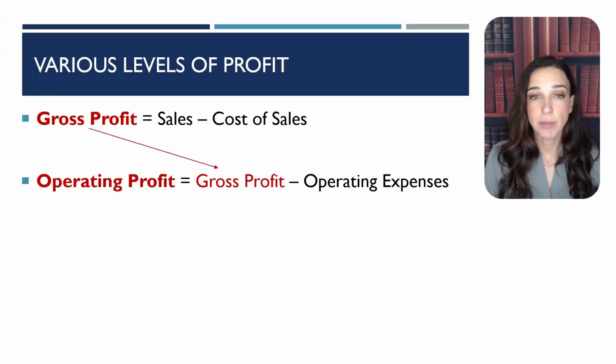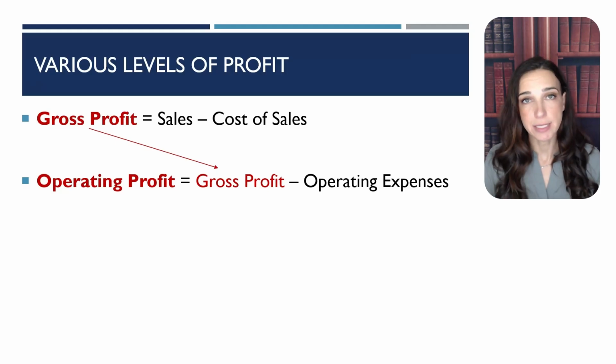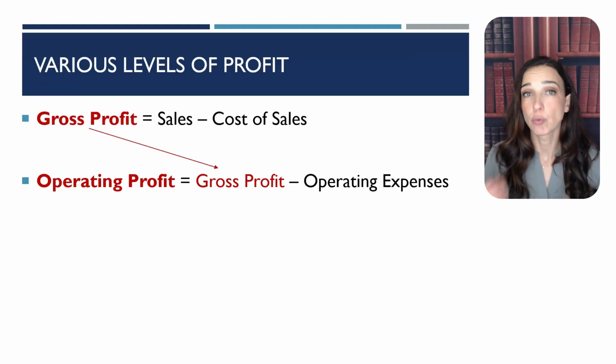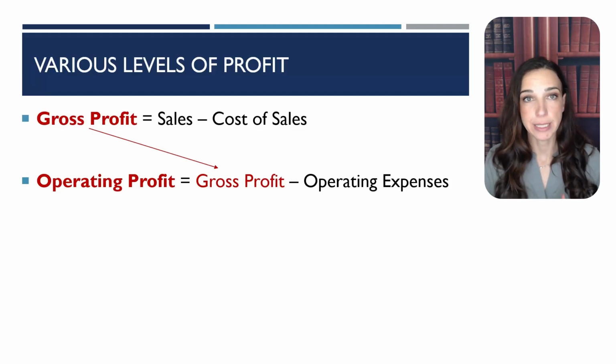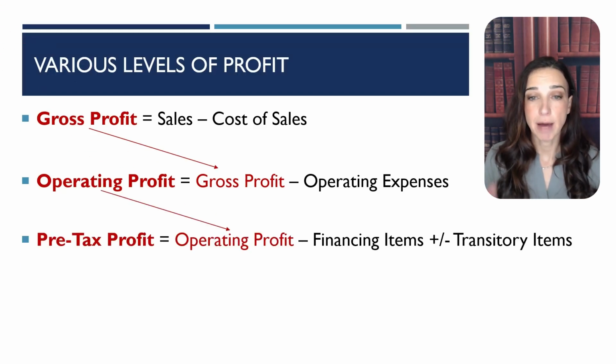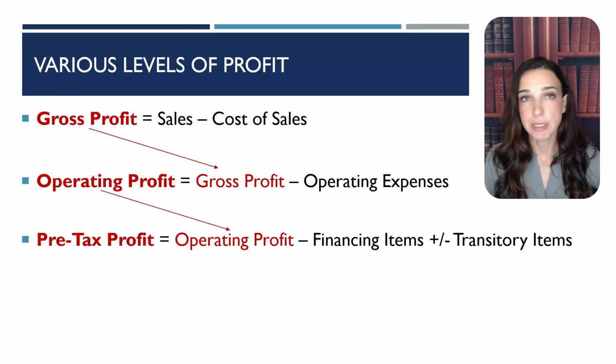Now, once we move down the income statement, we say, okay, what are the other activities that the firm had to undertake in order to run their business? If we go to the next level and do gross profit minus operating expenses, then we have the operating profit. Operating expenses will be a lot of the things which are necessary to run your business, starting from the CEO salary to R&D and marketing, etc. On the next level, after the operating profit, we will take care of the financing items and of the transitory items, so something that is not recurring with the same regularity, and that will get us to the pre-tax profit.